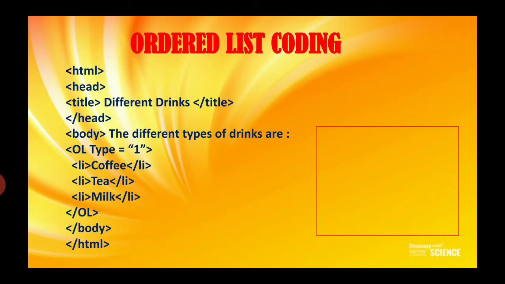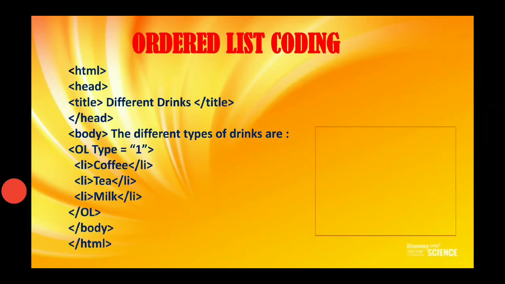Now you see where is the change. The change is here. Instead of UL I have written OL. Type equals 1, where there it was the round button. Here it is 1. LI coffee. That means number 1 will be coffee, number 2 will be tea, number 3 will be milk. Suppose in place of 1 if I write A, then A will be coffee, B will be tea, C will be milk.